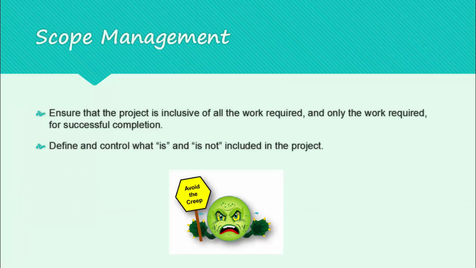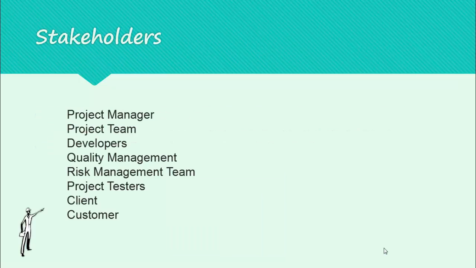So this is how we control scope and manage it, by ensuring that the project is inclusive of all the work required and only the work required for successful completion. So by defining and controlling what is and is not included in the project, and the most important thing is to avoid the scope creep.